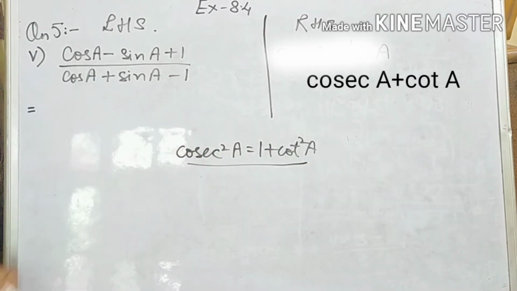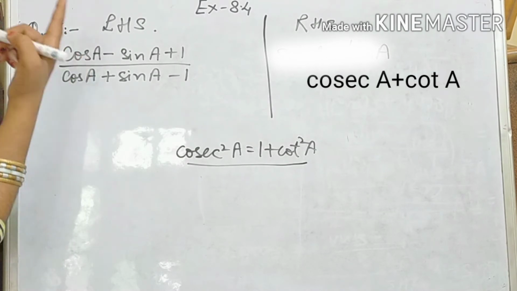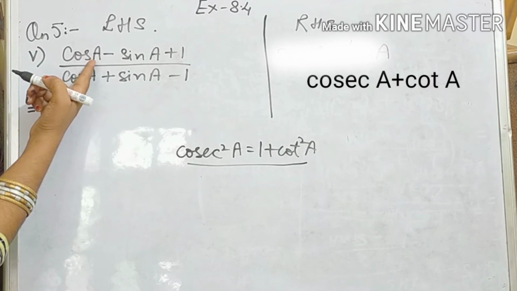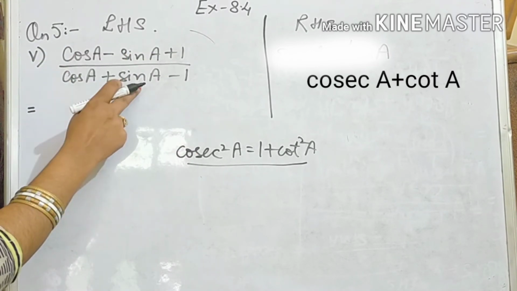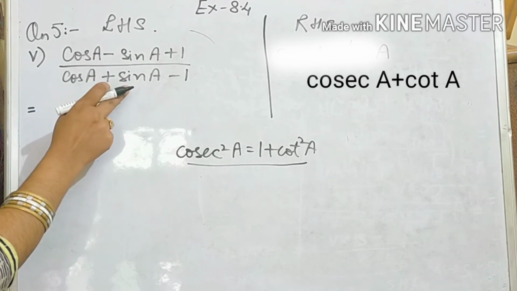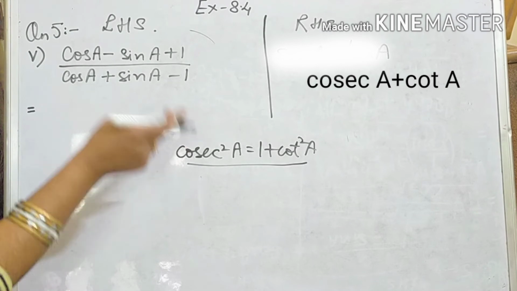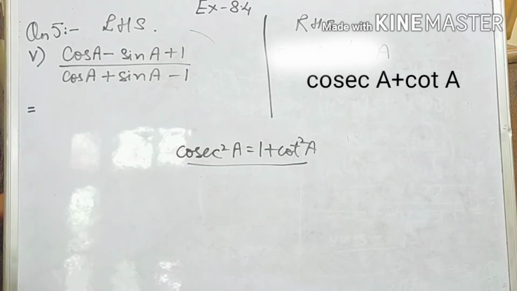If we have to use this identity, we have to convert this question into cosec and cot. Here the question is in the form of cos and sine. We are already observing that. But we have to convert it first into cosec and cot. Then we can think about applying the identity.